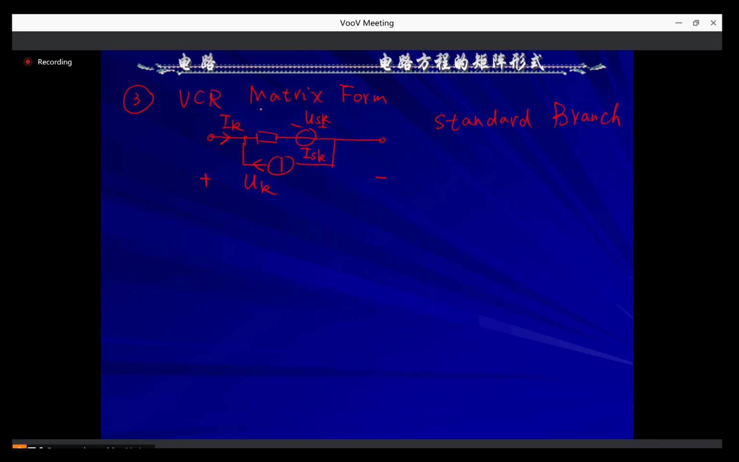Based on this standard branch, we use the Z matrix or the Y matrix to express the matrix form. For the Z matrix, U equals Z I plus IS minus US. For the Y matrix, I equals Y U plus US minus IS. So for the VCR matrix form, we have two forms. Pay attention, these all are matrices.